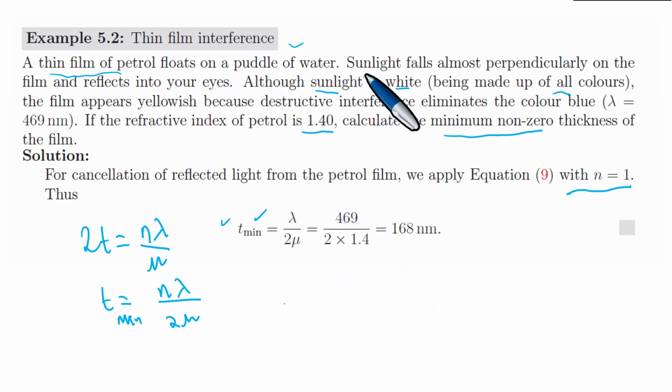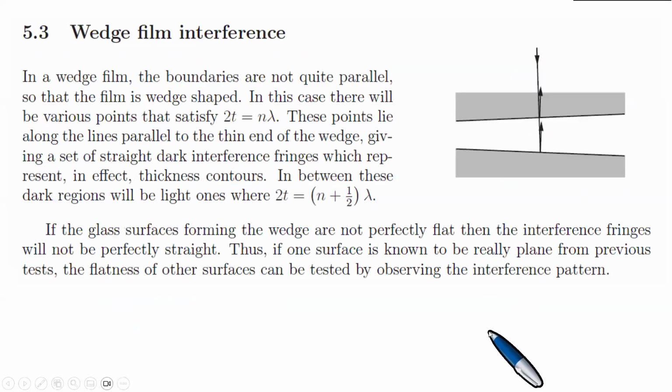The refractive index of petrol is 1.4, and this is the refractive index mu. Using a calculator, we get 168 nanometers. Okay, let's move on quickly. I'm trying to create familiarity with the background knowledge, because it's all we need to solve these problems. Now, the wedge film interference.